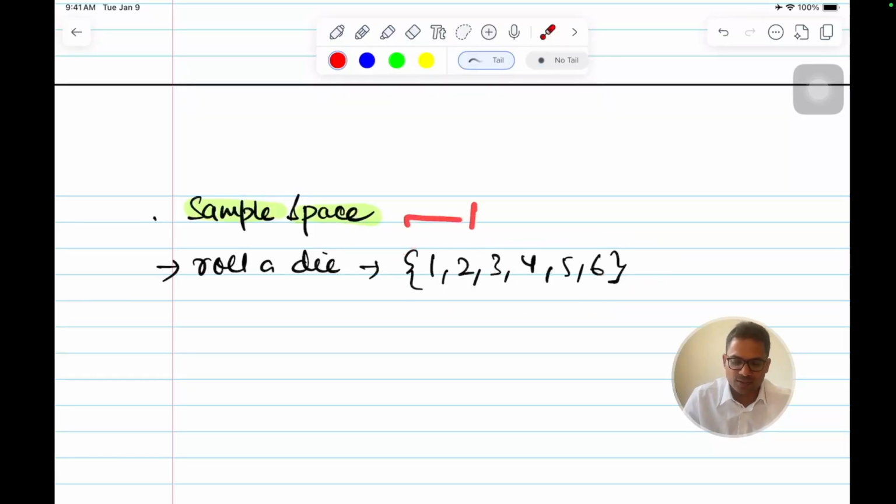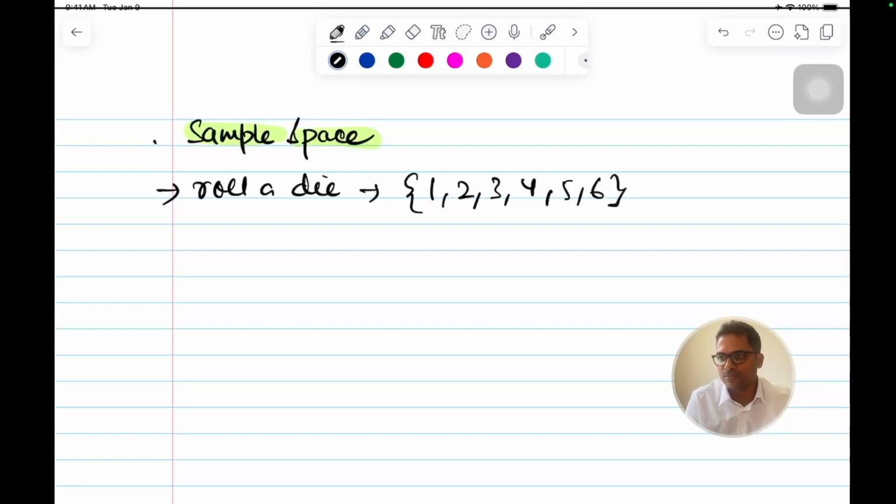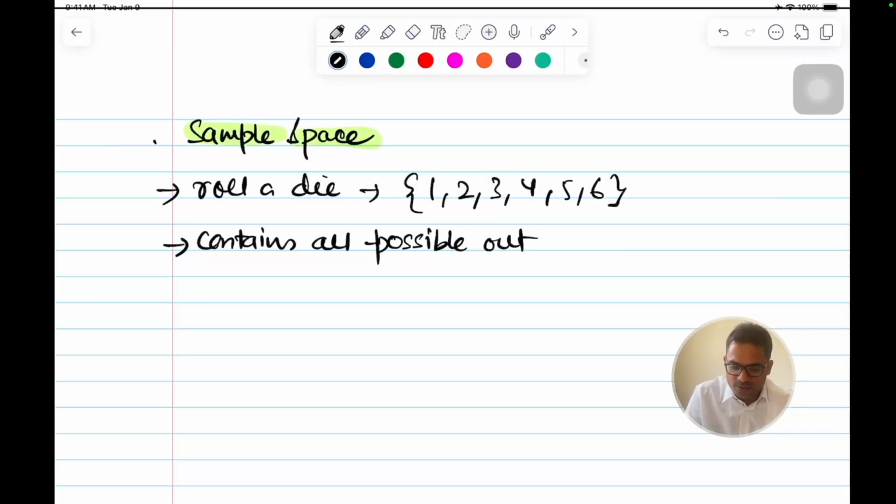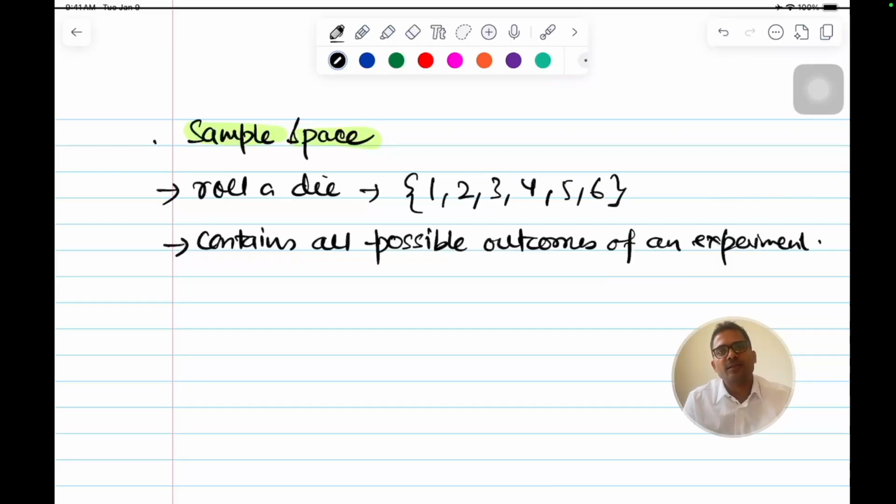I cannot get a -1 when I roll a die. This is outside my sample space. So my sample space is only this. If I want to define it formally for you, it contains all possible outcomes of an experiment. So this is what a sample space is.